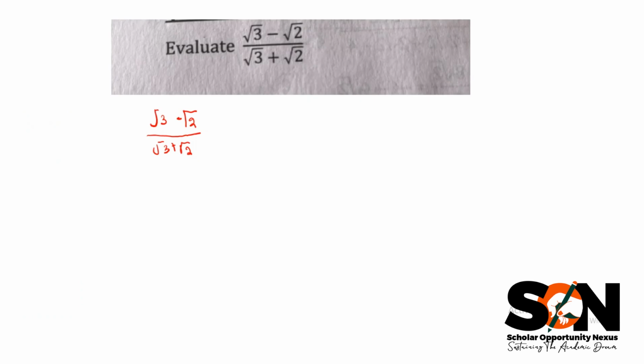This question is really simple. We have to solve this expression. This is basically like rationalization, so we need to rationalize the numerator. To do that, we need to find the conjugate of square root of 3 plus square root of 2, and the conjugate of that will give you square root of 3 minus square root of 2.